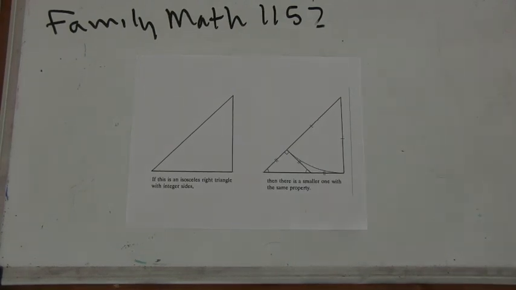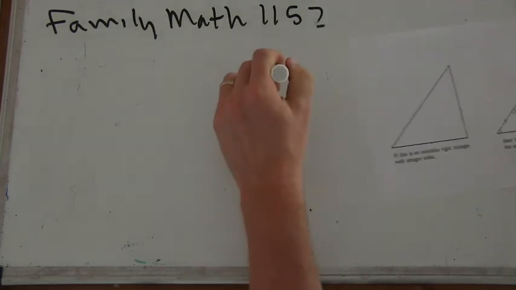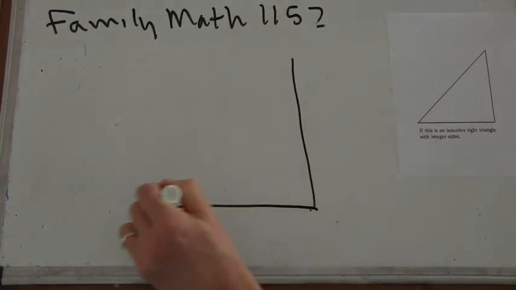Okay, so we're going to do a little computation here. So we have a right triangle. Yep. I'm zoomed out, right? You are. Okay.